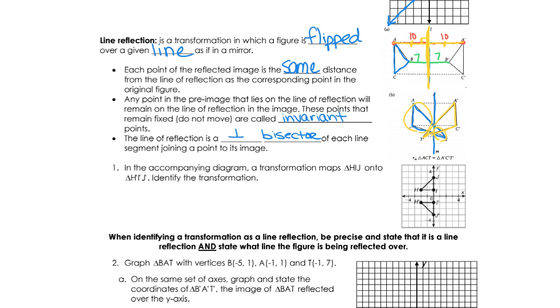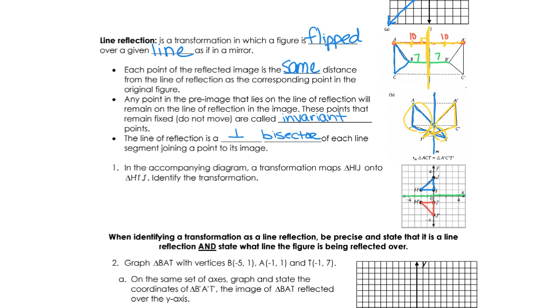Number 1 says, in the accompanying diagram, a transformation maps triangle HIJ onto triangle H prime I prime J prime. Identify the transformation. So if this is your original triangle and this is your image, I think you guys can tell. In fact, I think we've already looked at the same exact picture, but you are taking that blue triangle and flipping it over the x-axis, and it's becoming the red triangle.